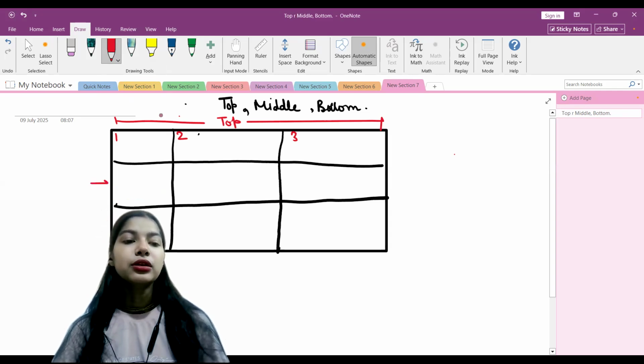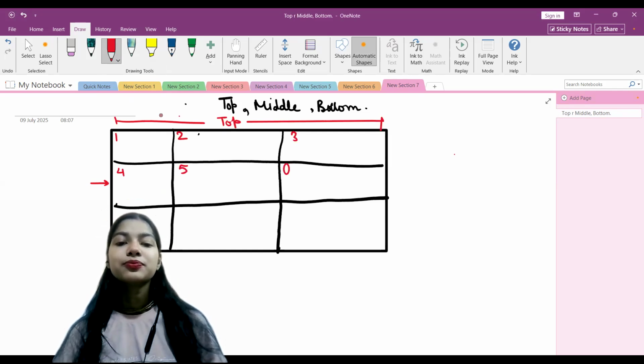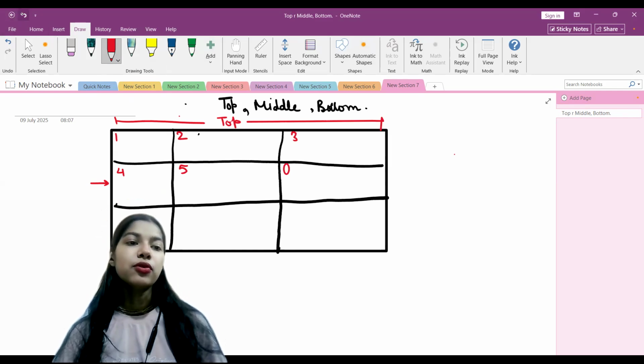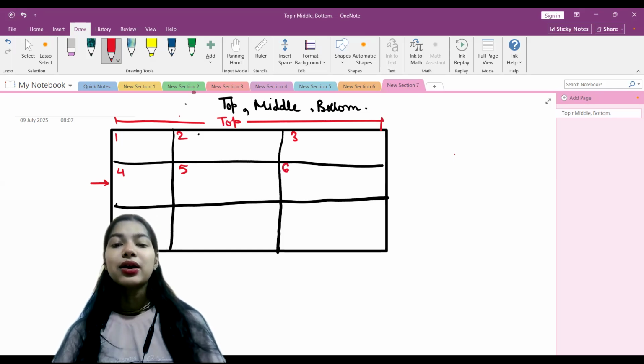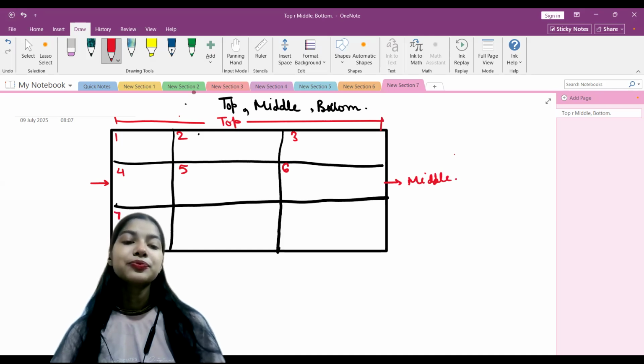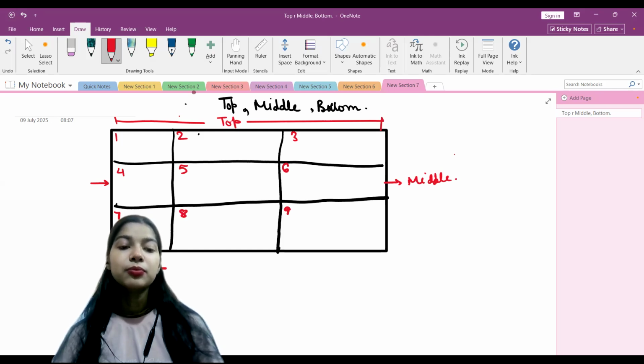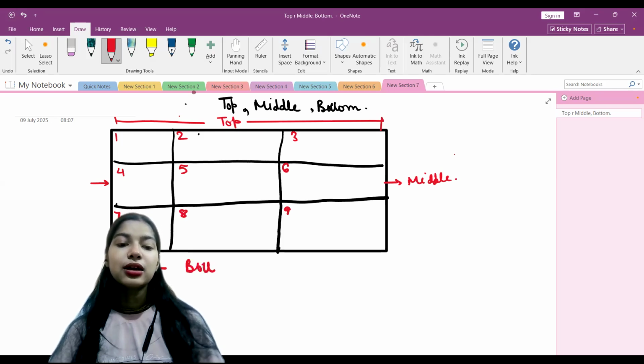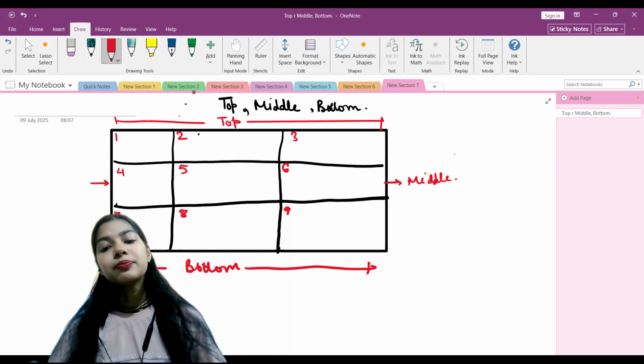Right? Now, the number 4, 5, and 6 boxes come under the middle one. Okay, so let me write middle. Now the number 7, 8, and 9 come under the bottom. Right, kids? The number 7, 8, and 9 come under the bottom.